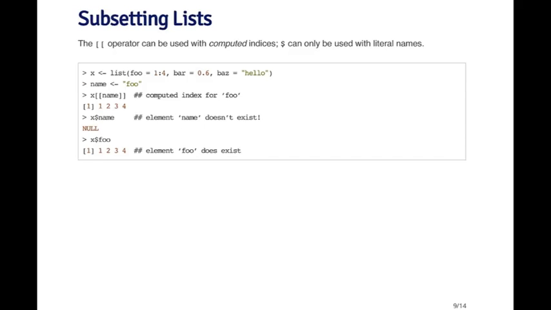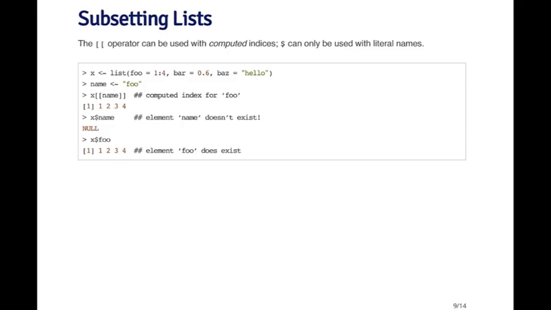The nice thing about the double bracket operator, which is different from the $, is that you can use the double bracket operator to index a list where the index itself was computed. So notice that when I used the $ sign before, I actually typed out the word bar. I had to type out the name of the object. But sometimes the name of the element is actually the result of some computation.